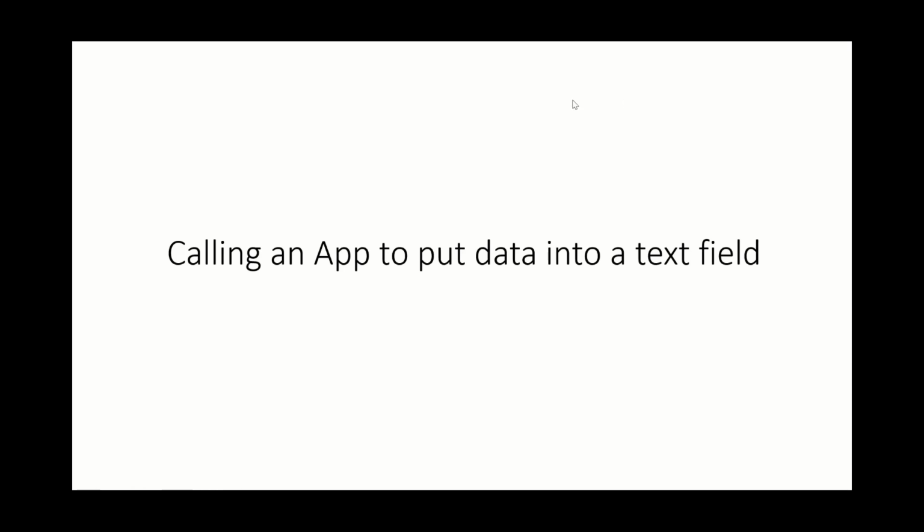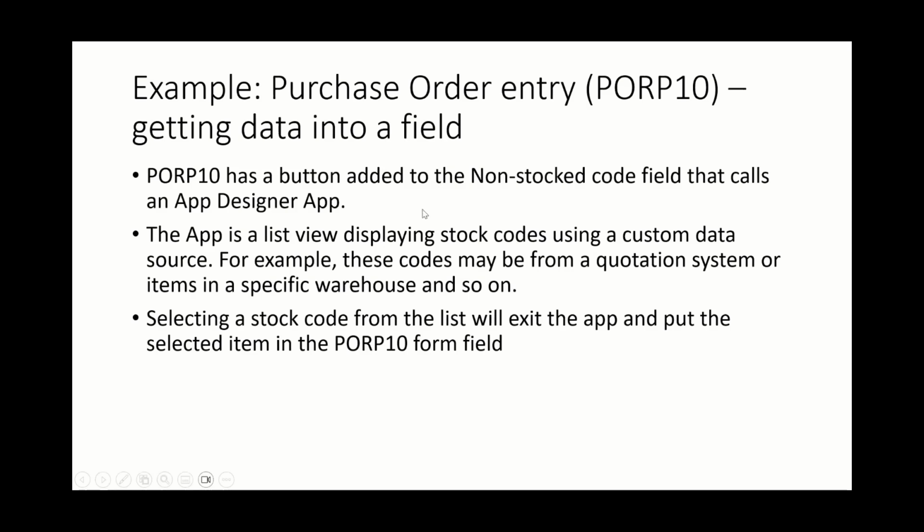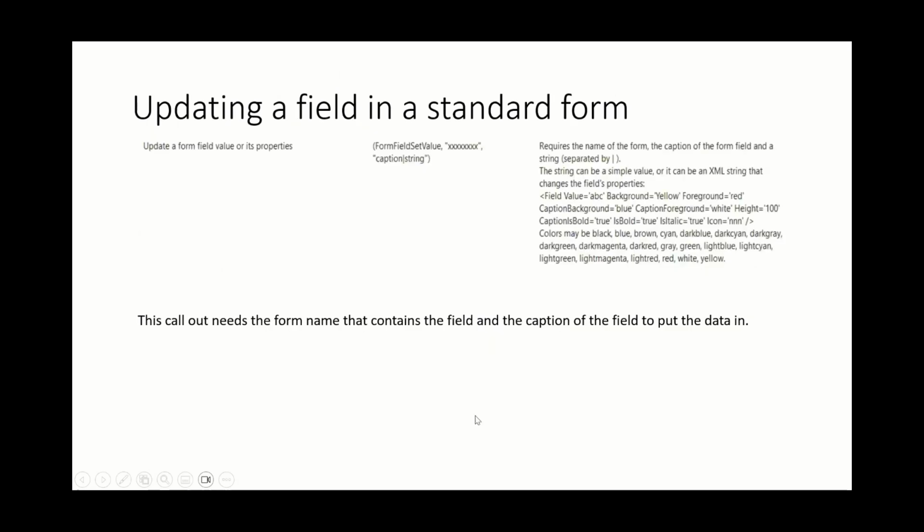So basically what we're up to here is we will be adding a button in the purchase order entry program on the non-stock field, which we'll call an app. Then this app will display some stock codes from a data source that we set up. We'll select a stock code and it will insert it into the field. Now, relatively straightforward, but it will illustrate what we've got to do. Now, the call out that we'll be using in the app is the form field set value.